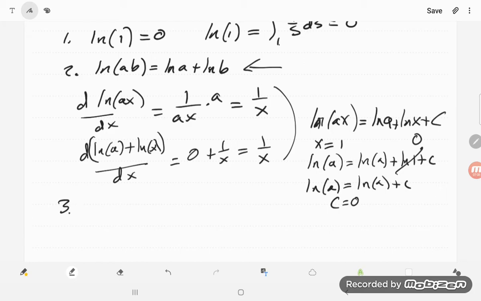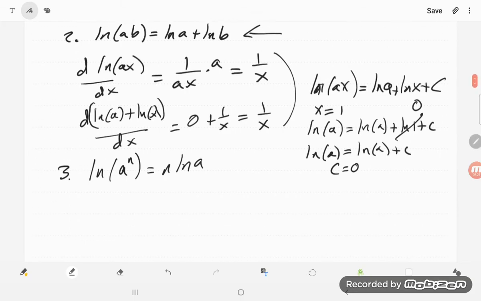So we get that. In 3, we see our nifty logarithm rule that the log of a to the n is the same thing as n times natural log of a. Okay, so we have that, and we use that same idea for the proof.